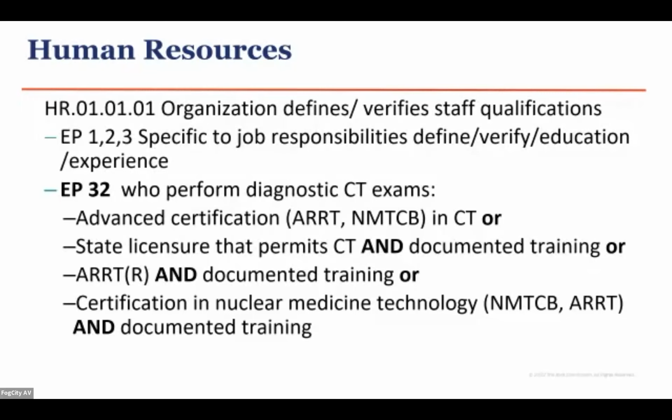HR 10101 is just general, and that says your organization needs to define and verify staff qualifications across the board. And there are several EPs under that, and they say that you need to verify those staff qualifications and define them specific to the job responsibilities and activities of the person doing those jobs. So that is broad, but it also covers anybody working in imaging. Notice that we talk in EP 32 about the qualifications for what?